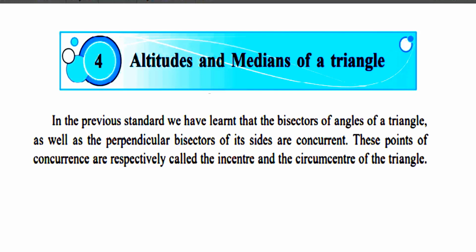In previous standard, we have learned that the bisectors of angles of a triangle as well as the perpendicular bisectors of its sides are concurrent. These points of concurrence are respectively called the incenter and the circumcenter of the triangle.